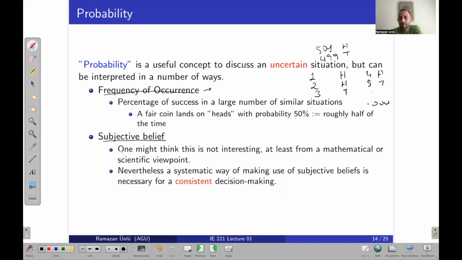One might think this is not interesting from the mathematical or scientific viewpoint, but sometimes, especially in real life, maybe you need to use your subjective belief. Why? Because maybe there is no numerical historical data, or maybe this is a one-time event. And if this is the case, you have to use your expertise, or your belief. Okay, so this is the second one.